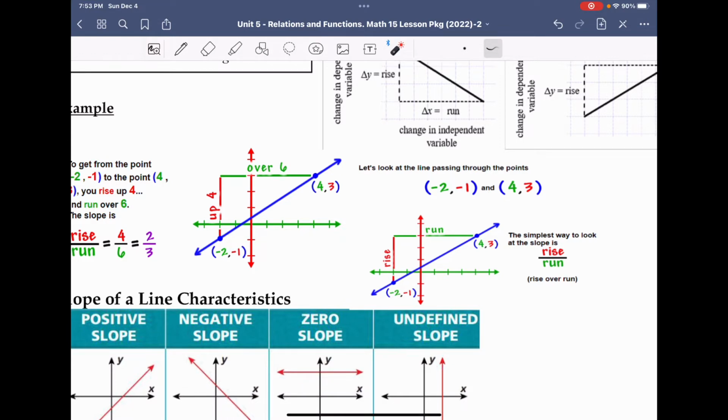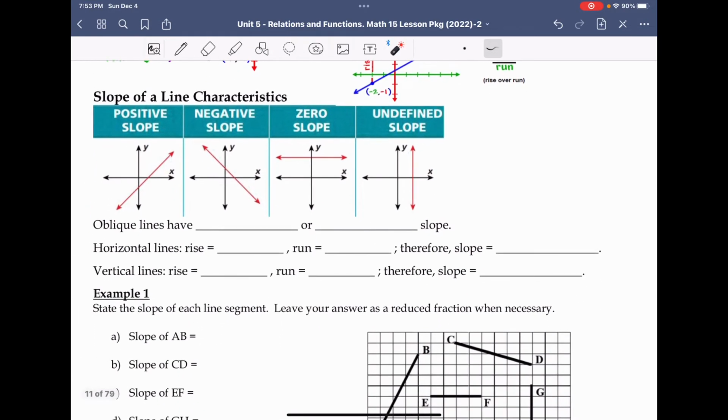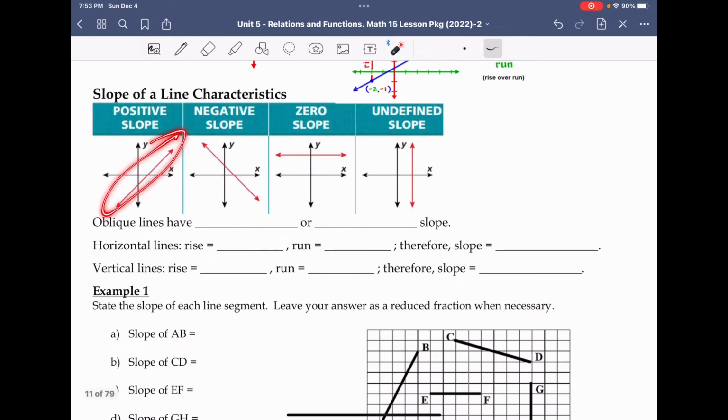Now, let's actually look at some characteristics of slopes. So oblique lines, or lines with a positive or negative slope here, well, that's what goes in our box. They have a positive and negative slope.